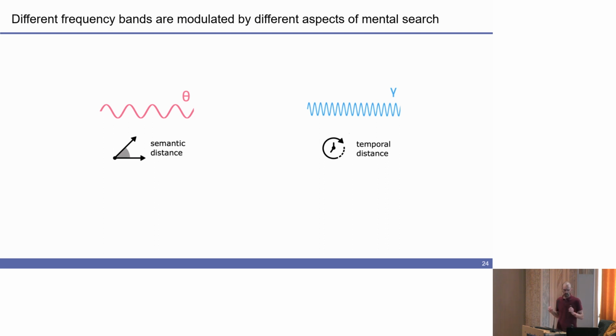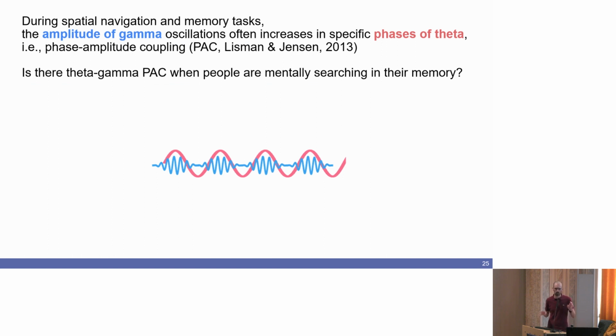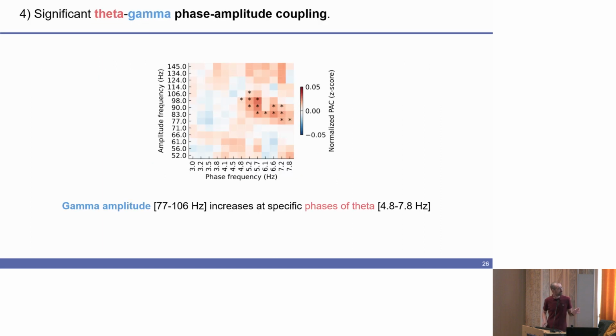And what's interesting here is that these two frequency bands, theta and gamma, are often reported in the spatial navigation and memory literature as being coupled through phase amplitude coupling, such that the amplitude of gamma oscillation increases at specific phases of theta. So we then asked ourselves whether there is phase amplitude coupling in theta and gamma during our mental foraging task. And indeed, this was the case.